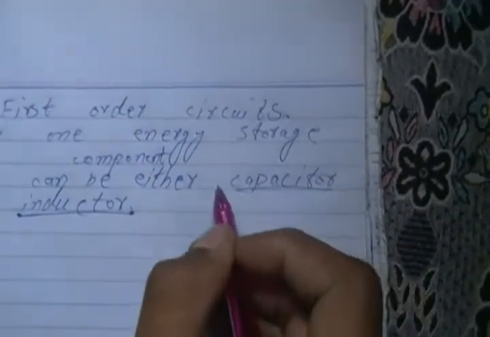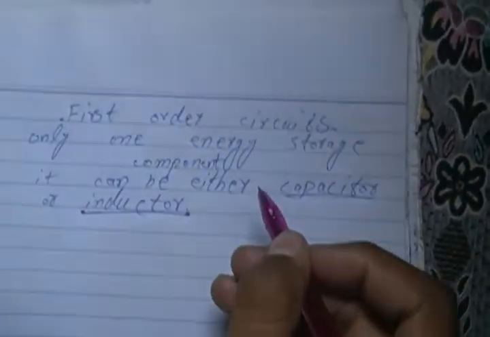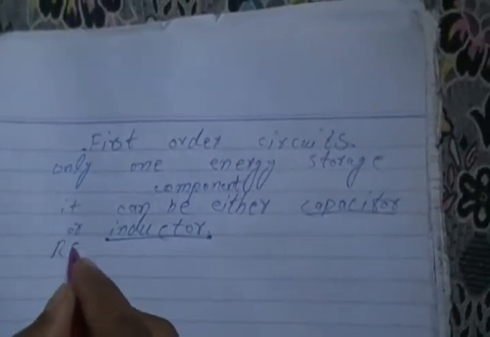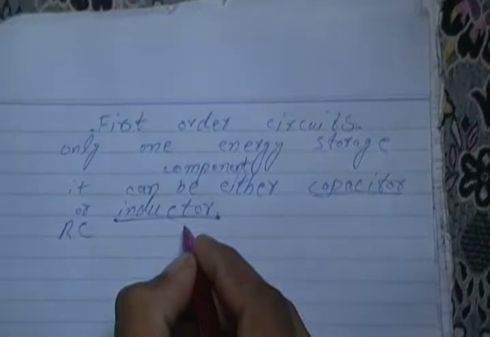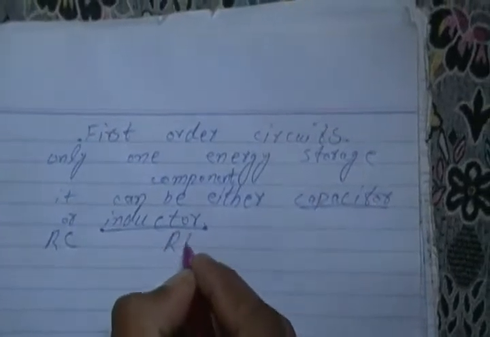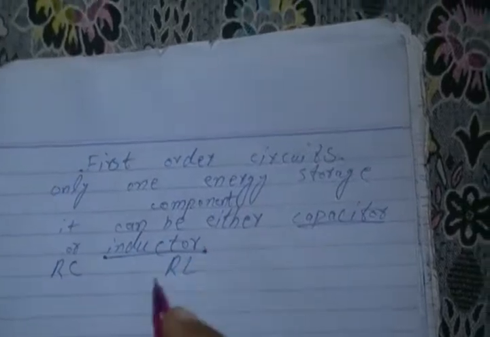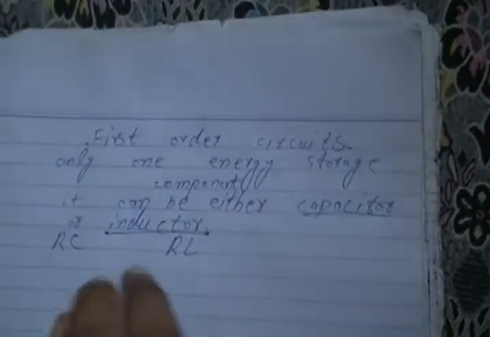So when there is only one capacitor or inductor, if there is a capacitor, then it is called an RC circuit, and if there is an inductor, then the circuit is called an RL circuit. In both circuits, a resistor is a must. Resistor is in both circuits.